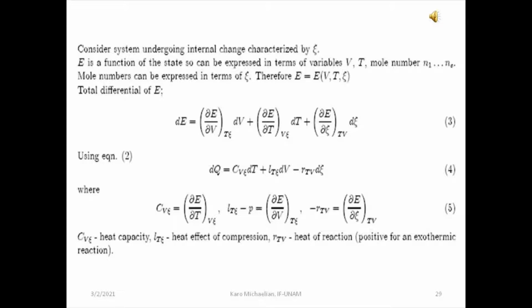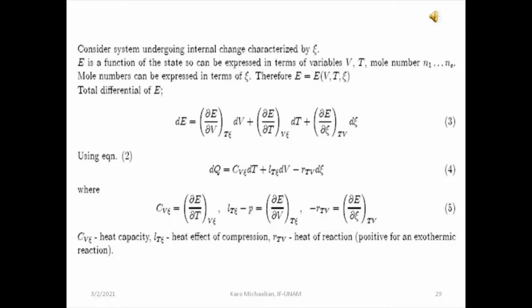Therefore, the total differential of the energy E can be written in the form of equation 3. dE is equal to the partial of E with respect to volume at constant temperature and chi, where chi is the advancement of the reaction, times dV, plus the partial of E with respect to the temperature at constant volume and chi, times dT, plus the partial of E with respect to chi at constant temperature and volume, times dchi.